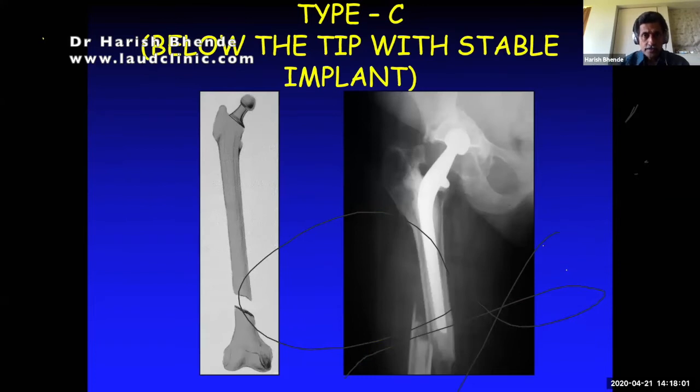Now type C, as we mentioned, is below the tip, where the implant is completely stable. It could be cemented, it could be non-cemented, but type C has two problems. Number one is if the implant is very close to the tip of the shaft, like in this particular patient, then you may have a cement mantle which has gone distally beyond the fracture line. And now you do not have much endosteal healing capacity.